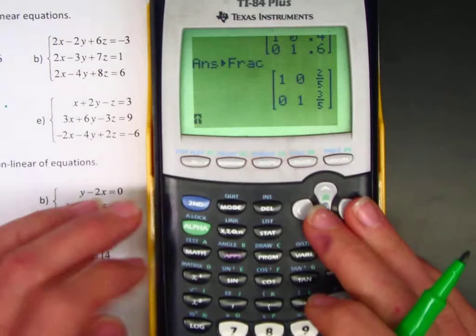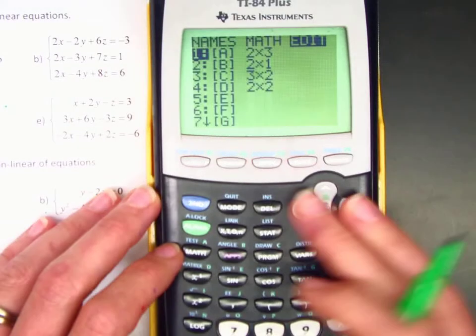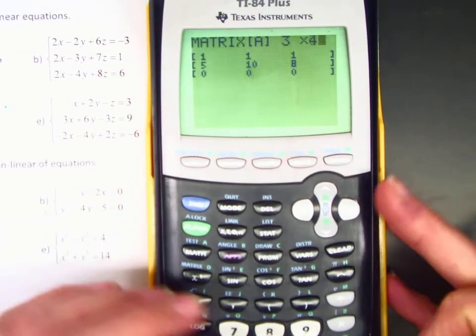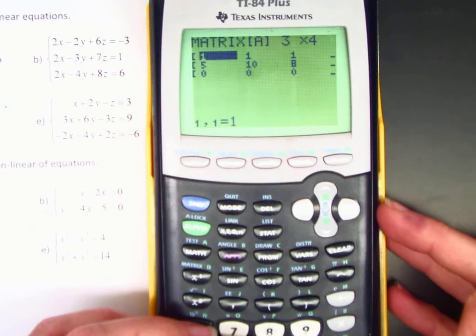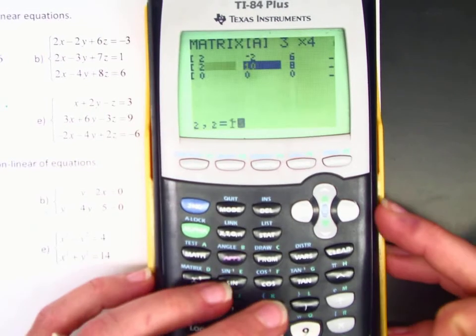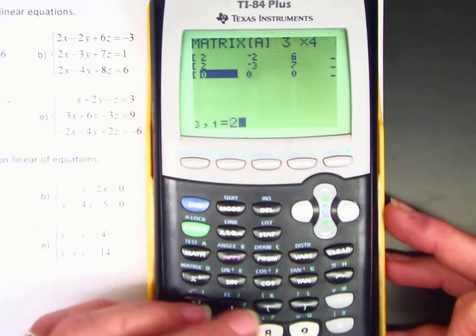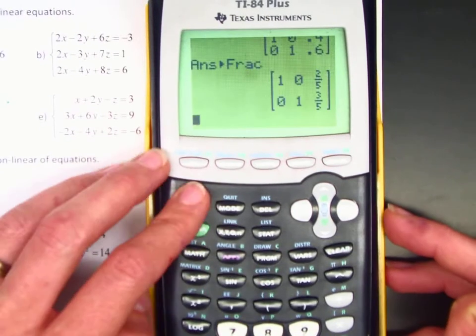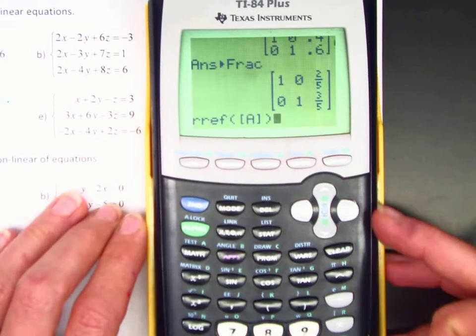So we can go to matrix, edit. We're going to have 3 by 4. So I have 2, negative 2, 6, negative 3, 2, negative 3, 7, 1, 2, negative 4, 8, 6, and I already have it in my calculator.